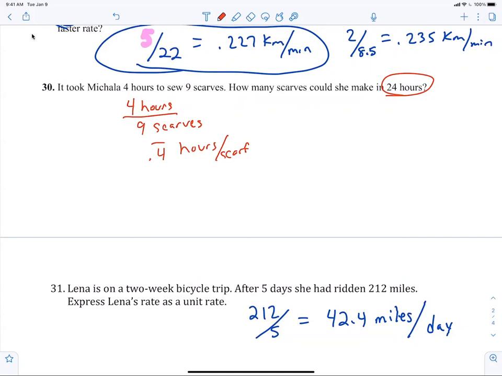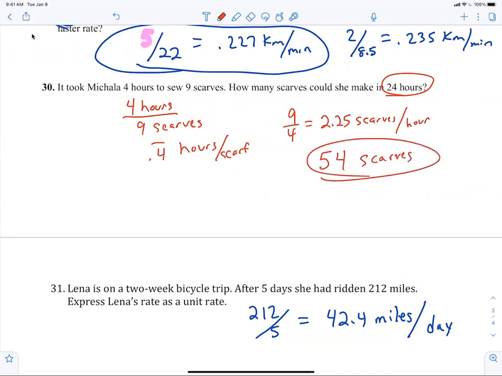Do you see what I'm saying now? All right. So tell me what 9 divided by 4 is. So it's 2.25 scarves every hour. Do you agree with that? And then you multiply that by 24 and tell me what the answer is. 54 scarves. You happy with that explanation? No, it's not about putting the bigger number. All right, I understand what you're saying.